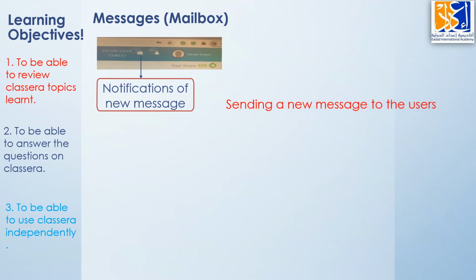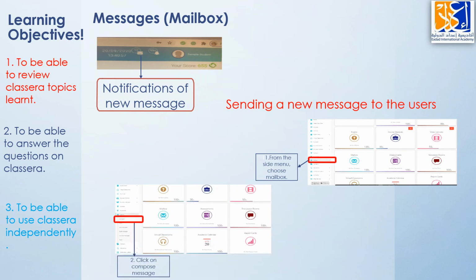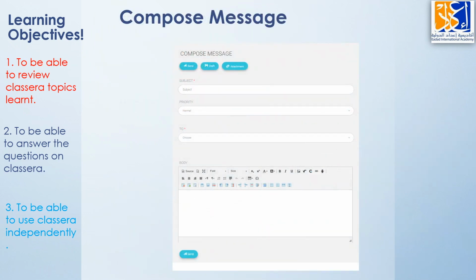Now, if you have to send a message to the users, how are you going to send it? From the side menu, choose mailbox. After choosing the mailbox, click on compose message. Compose message is where you write a message. Then it will open this window. Here you can find a subject, that is, the subject of the message you are going to send. Then priority: is it urgent or normal?